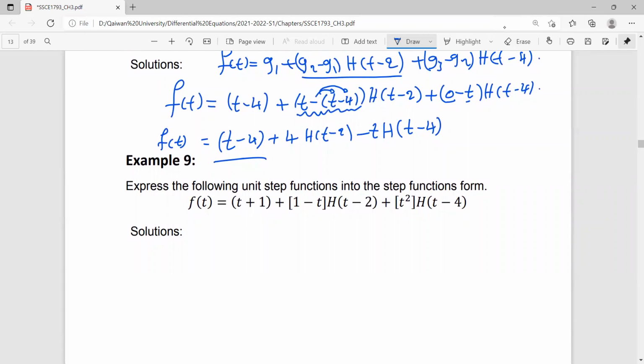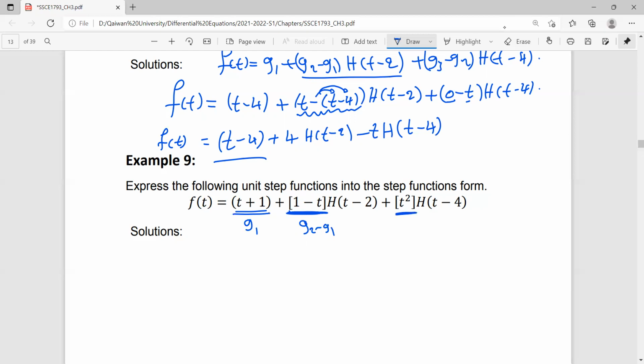Now we have a unit step function. We should convert it to a step function. That means from this we must take the piecewise function. How? This is G1, because here we have no h of t minus something. This is G1. And the second is G2 minus G1, this coefficient. This is G2 minus G1.